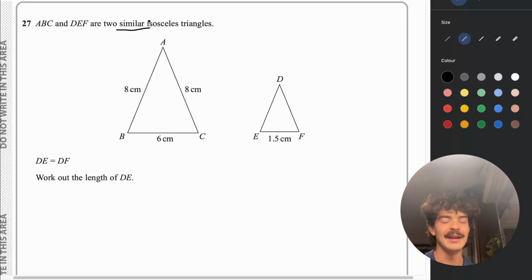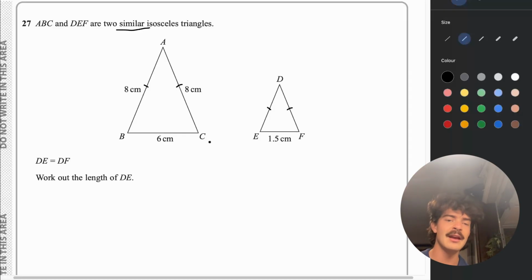So what we're told here is that our isosceles triangle has two lengths that are the same. We're actually told on the smaller triangle, DE is equal to DF. So that means that the base of both triangles is these ones on the bottom, and our diagonal lengths are both the same length, the diagonal sides. Now it goes, work out the length of DE.